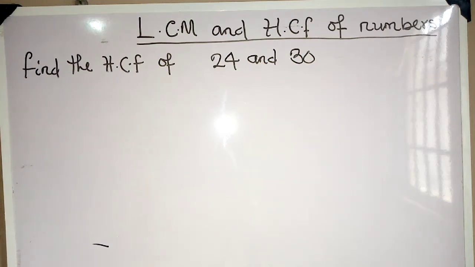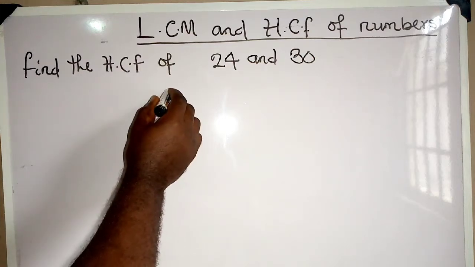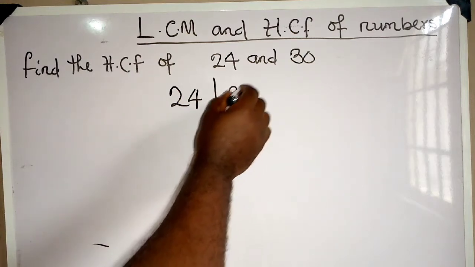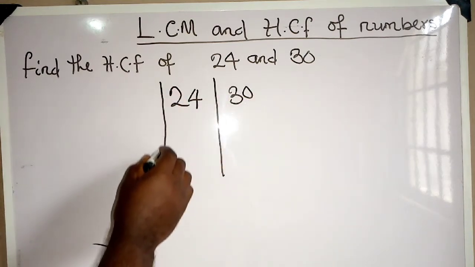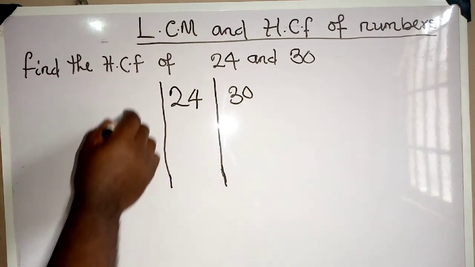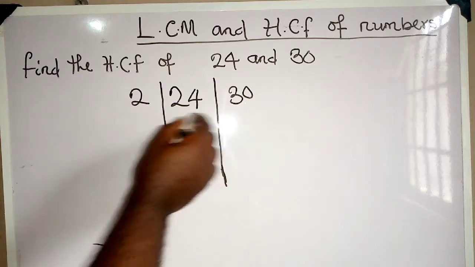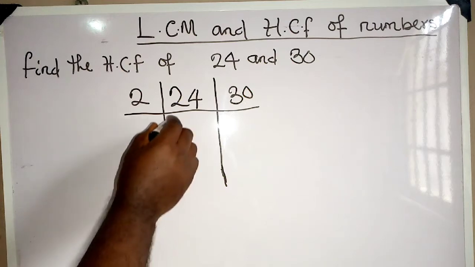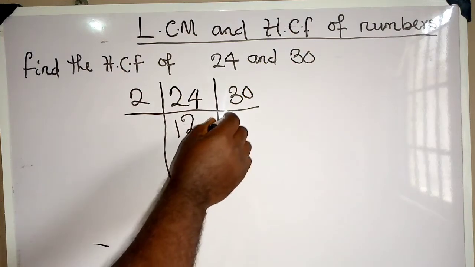Now I have 24 and 30. I'm asked to look for the HCF of these two numbers. I can use my long division method of dividing numbers to get my answer. Let's go. I have 24 and then I have 30. I'll ask myself, what is the lowest possible common factor between 24 and 30? I have it to be 2 because 2 can divide both of them. 24 divided by 2 will give me 12, and 30 divided by 2 will give me 15.